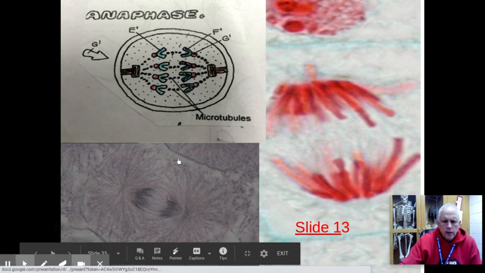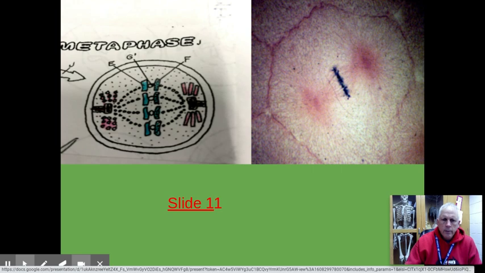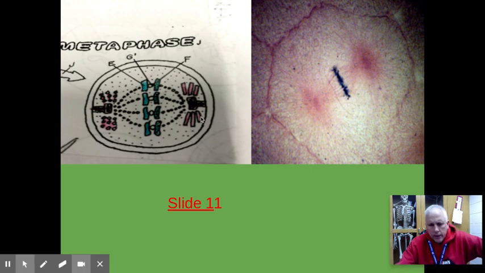So there's metaphase. It almost looks like someone's taken a marker and marked in the middle of the slide. If you look really close, you see the spindles attached. You see these chromosomes, they're just lying one on top of the other. Good diagram over here. Now we're going to have a little tug of war.